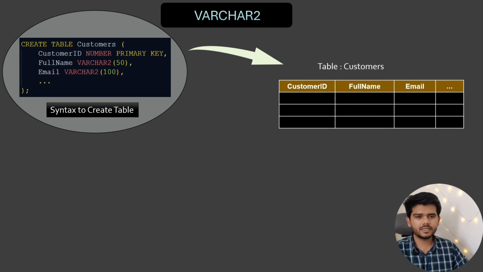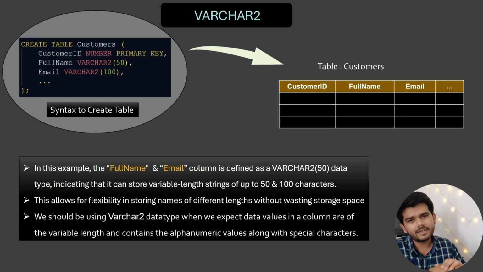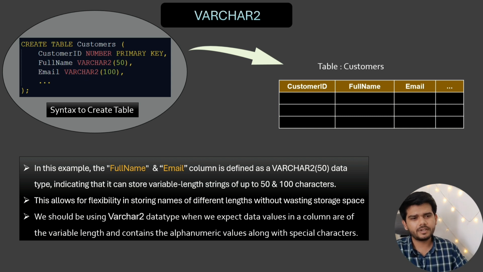Let's understand the table creation syntax first. So in the example, the full name and email ID columns are defined as a Varchar2 data type, indicating that they can store variable length strings of up to 50 and 100 characters. This allows for flexibility in storing names of different lengths without wasting storage space.